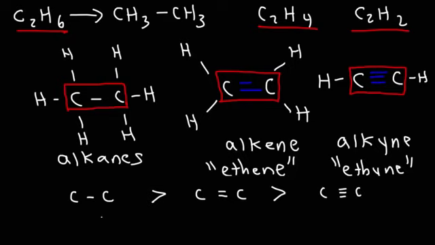The length of the carbon-carbon single bond is 154 picometers, which is 1.54 angstroms. 1 angstrom is 100 picometers. The C=C double bond is 133 picometers in ethene, and in ethyne, it's 120.